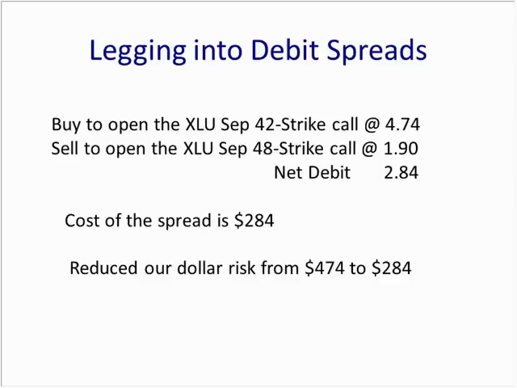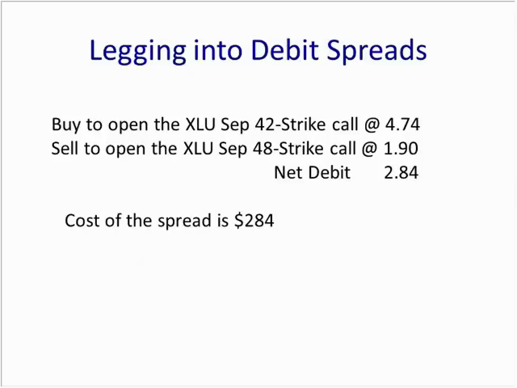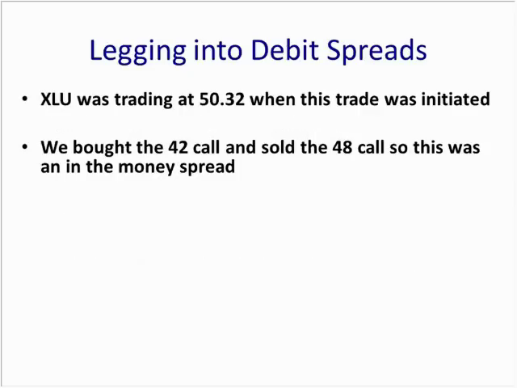Now, when we purchased the 42 strike call, we had $474 at risk. Of course, when we sold the 48 strike call, we reduced that dollar risk from $474 to $284. So we reduced our risk at the same time. XLU was trading at 50.32 when this trade was initiated. We bought the 42 call and sold the 48 call, so this was an in-the-money spread.